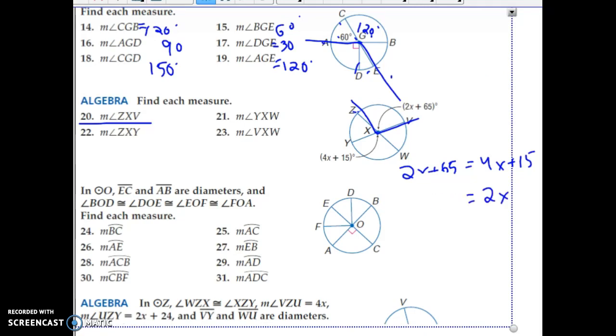You set them equal to each other. Do a little of this, do a little of that. You find out that x equals 25. Plug it in, and bam, there you go.